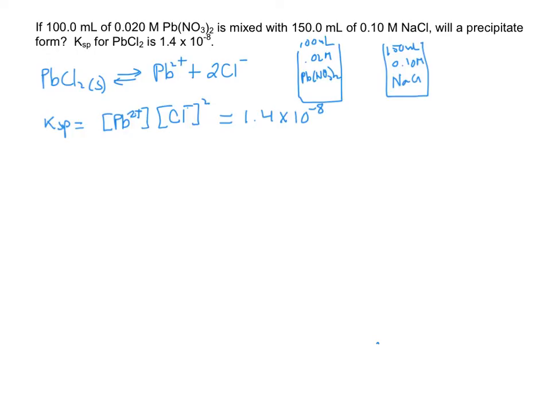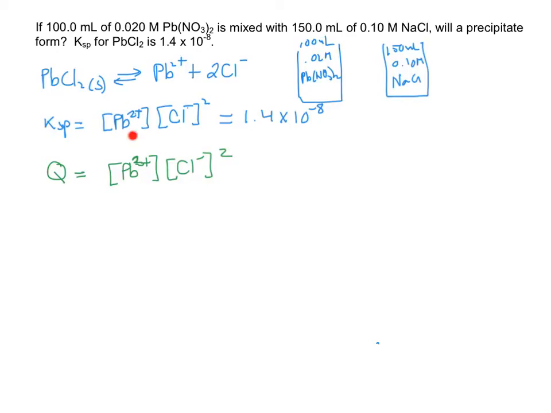So let's do that together. So we're going to find Q. So Q is the concentration of Pb2 plus times the concentration of the Cl minus squared. Now what is the difference between this expression and this expression? Because they look pretty similar, right? This is right now.